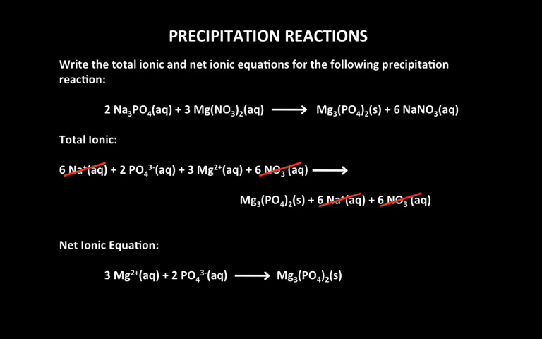So in these reactions, the first thing you want to do is decide what product is going to precipitate, then write the total ionic equation, eliminate the spectator ions, and just write the net ionic equation from everything that's left.